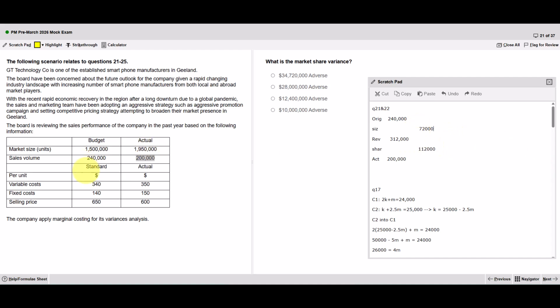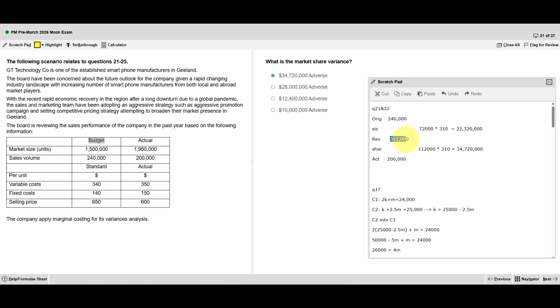So we now know our variance in units, but we need our variance in dollars. Because they are using marginal costing, we're going to work in contribution. And we always use our budgeted contribution per unit, not our actual, which is the 650 minus the 340. So that's 310. So I've got my market share variance of 34.72 million, my market size at 22.32 million. I haven't worked out whether it's adverse or favourable, but given the numbers on offer, I can see that it is going to be adverse, but let's just check.